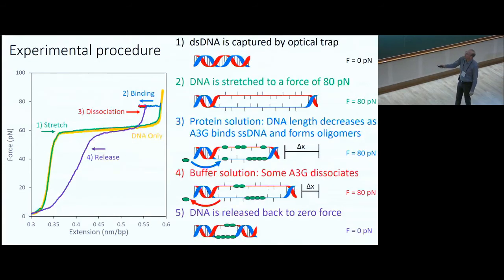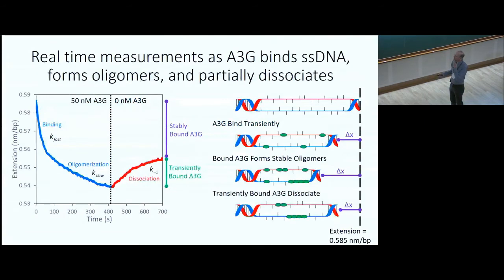And so we see it do that for some amount of time, and then we can stop, and then we can flow all the protein out of the solution surrounding the DNA molecule, and then we should see it just dissociate. When it dissociates, there's no protein in solution, so it doesn't come back on, so eventually it should all come off. It doesn't all come off, and that says that on the time scale of the experiment, we have some protein that stays bound, and that we think is forming oligomers. Okay, so this is our procedure: we can look at the association and dissociation processes to try to figure out what is happening with the protein.